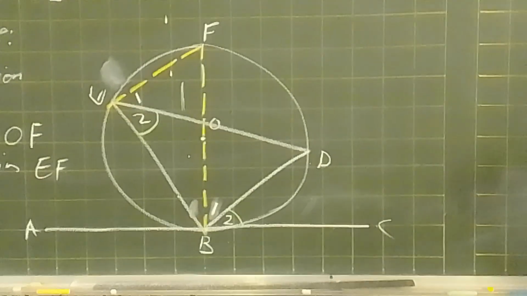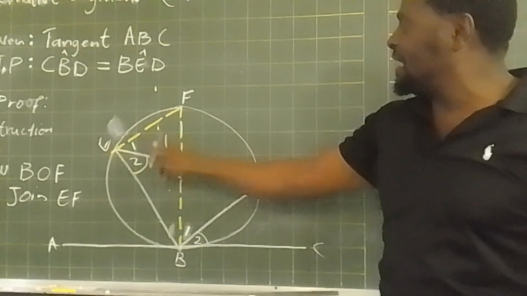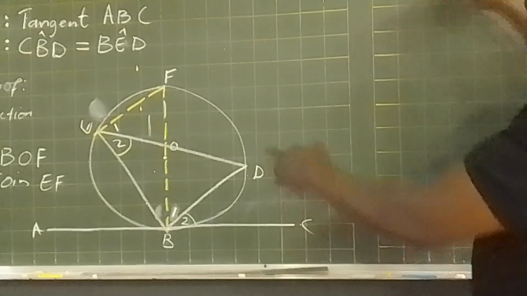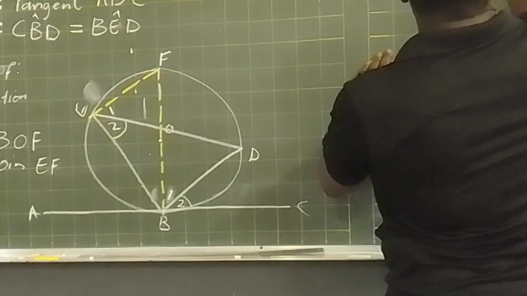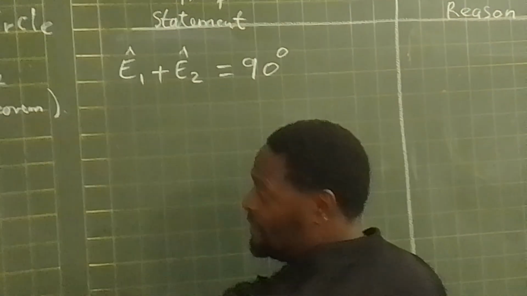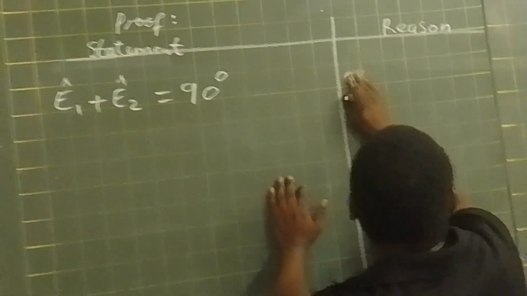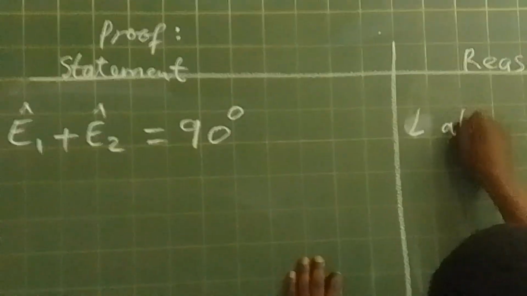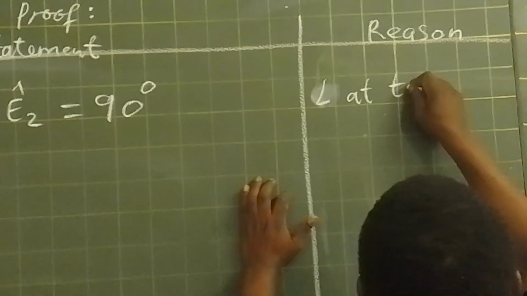Right, we come to prove the theorem. We start by saying, if you can check, this is a diameter. The angle subtended by a diameter at the circumference is 90 degrees. You see, E1 and E2, there must be 90 degrees. What is the reason for that? Angle at the circumference.